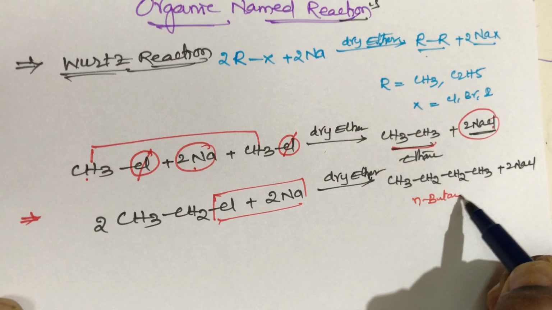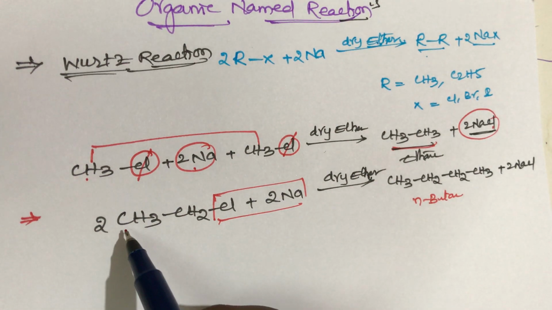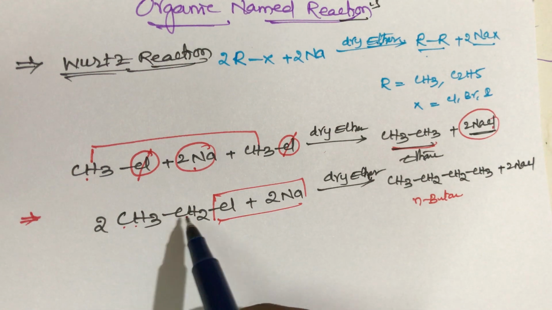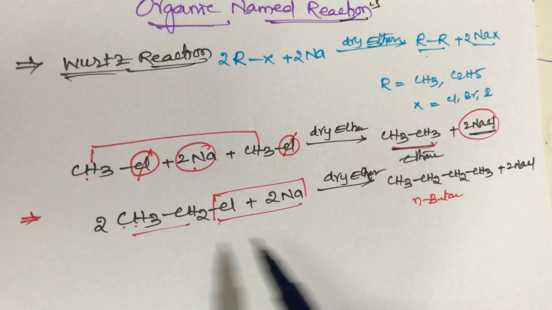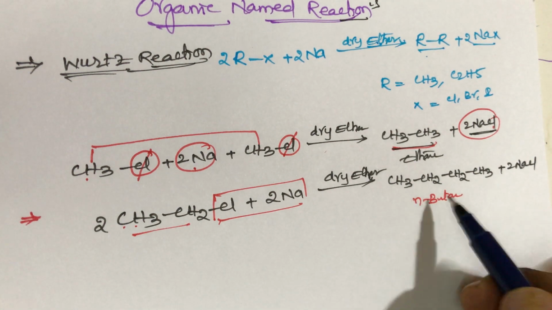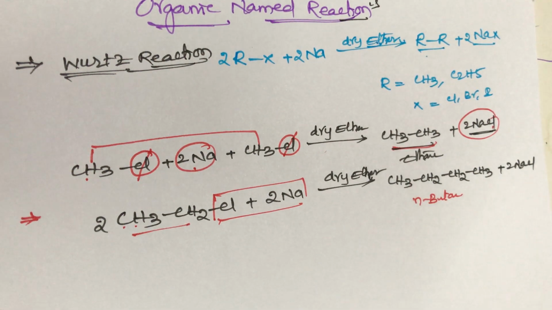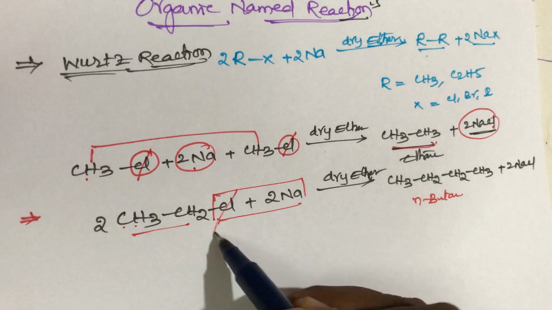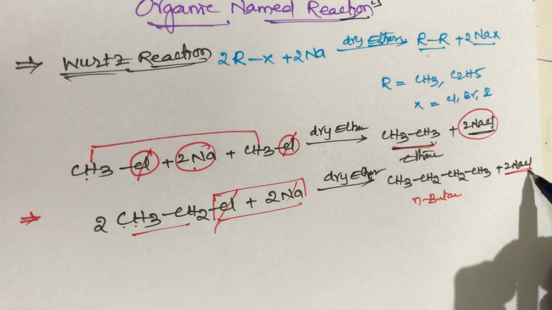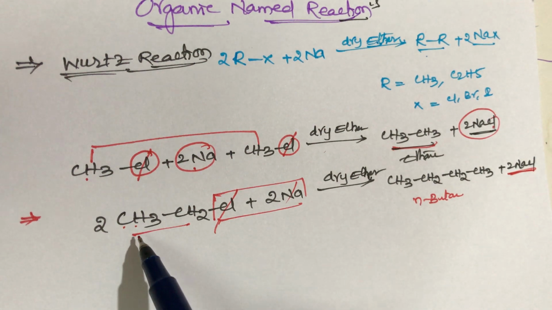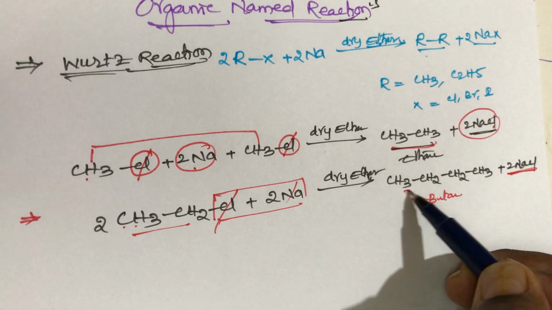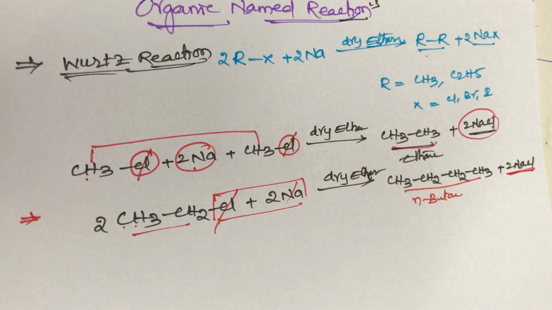We get n-butane, because on the left-hand side there are 4 carbons in total, 2 into 2, and on the right side also there are 4 carbons in the product, n-butane. In this reaction, 2 NaCl are eliminated, and the remaining 2 ethyl groups combine to form n-butane. So, this is the simple trick, students.